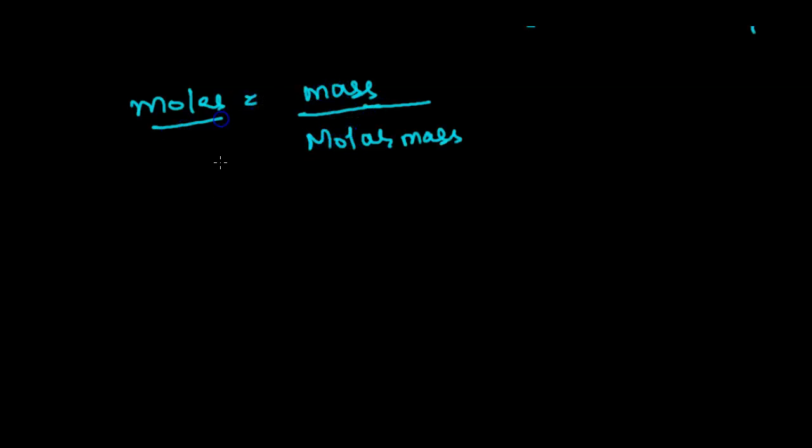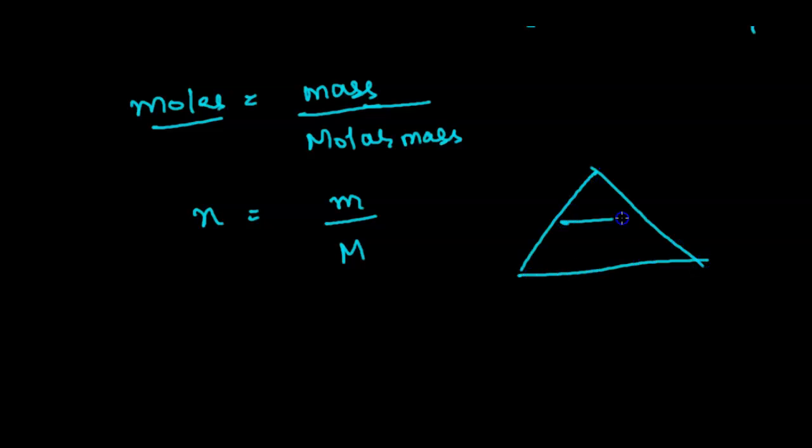We always have to remember that moles is equal to mass divided by molar mass. Moles is given as lowercase n, mass is given as lowercase m, and molar mass is given as uppercase M. This can be filled into this triangle, where here goes the mole, here goes the mass, and here goes the molar mass. So if you're looking for moles, we'll be doing mass over molar mass. If you're looking for mass, we'll be doing moles multiplied by molar mass.